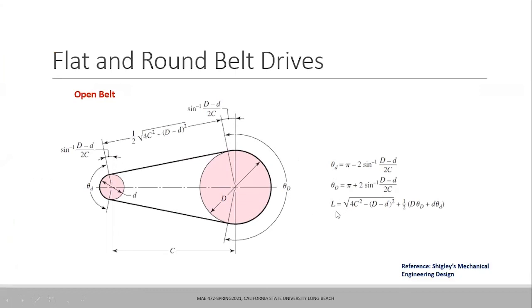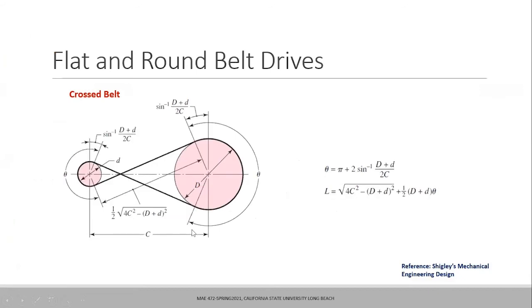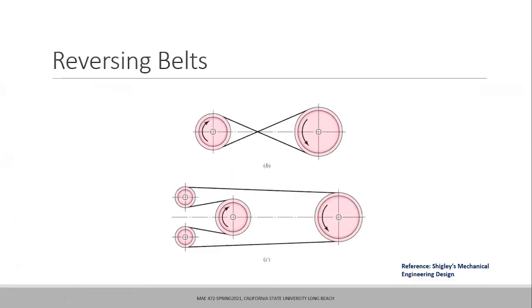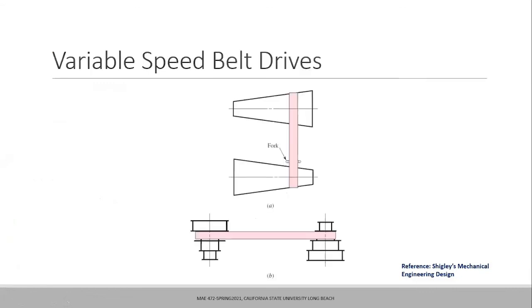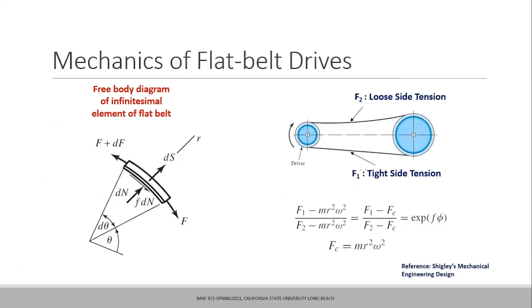L, as you just rightly pointed out to me, is the total length of the belt being wrapped. This is for round belt drives. There are some reversing drives. We have gone through this. This is the mechanics we went through, finding out how to estimate the normal reactions, the centrifugal force, the frictional force, and the tension on the two sides, and how that is related to the friction coefficient.